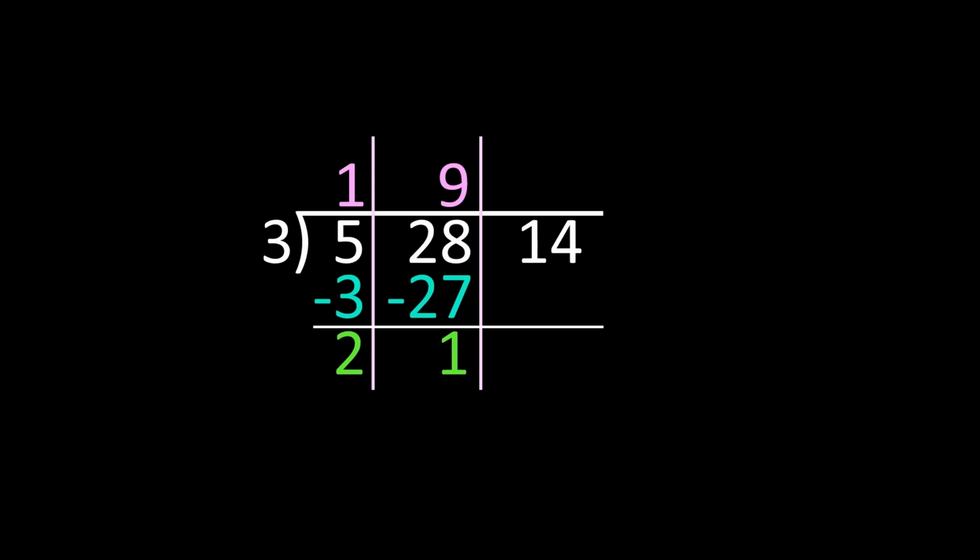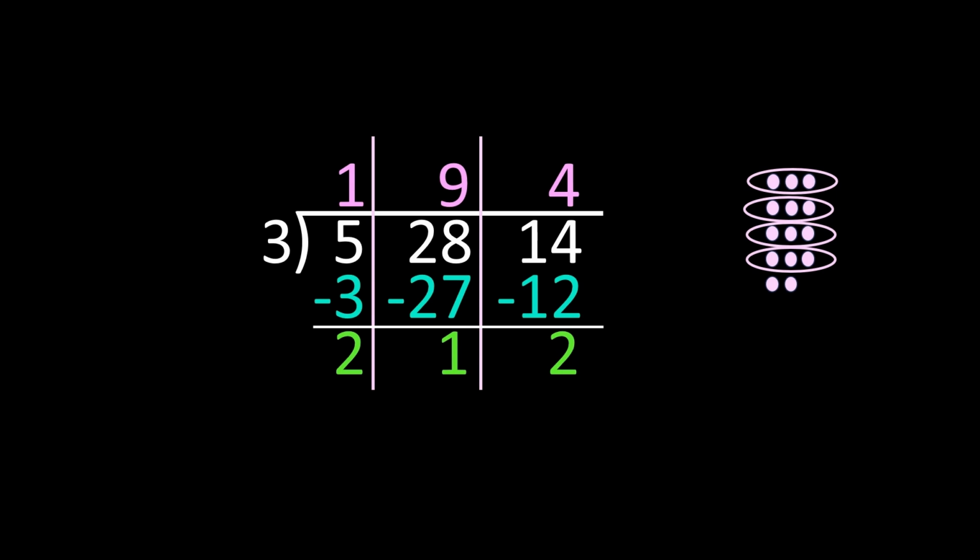14 divided by 3 is 4. 4 times 3 is 12. So I've divided, I've multiplied, now I subtract. 14 minus 12 is 2. And let's talk about what that 2 represents. I had 14 in this section, and I divided it by 3. So if I make groups of 3, I end up with 4 groups of 3. So 14 divided by 3 was 4. That left me with 2 left over.